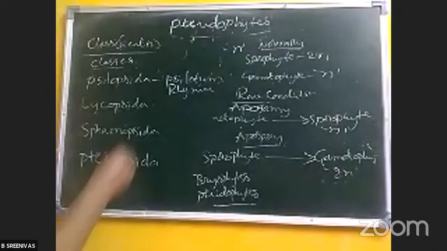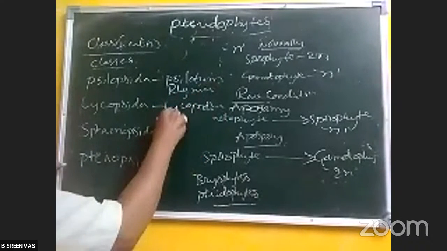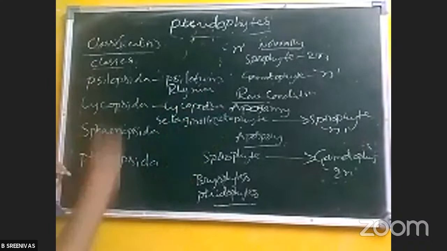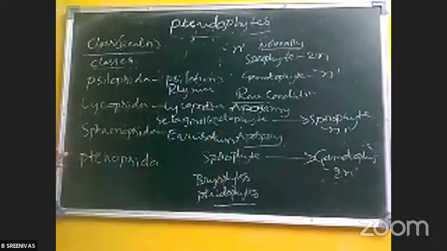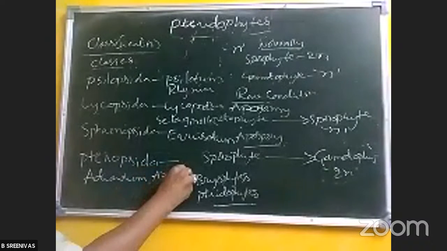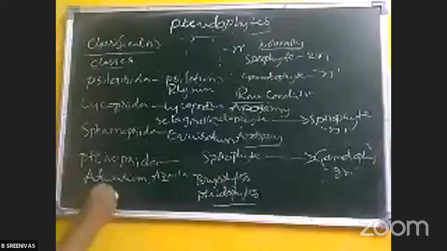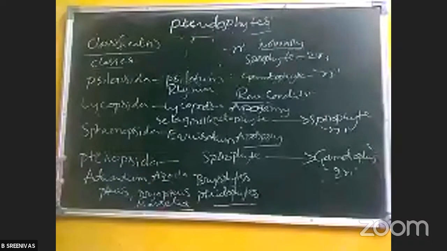Lycopsida, you know well. What are the examples? Lycopodium and Selaginella. Sphenopsida, Equisetum. And Pteropsida, here Adiantum, Azolla, and here Pteris and Dryopteris. So all are examples. Marsilea. All are examples.